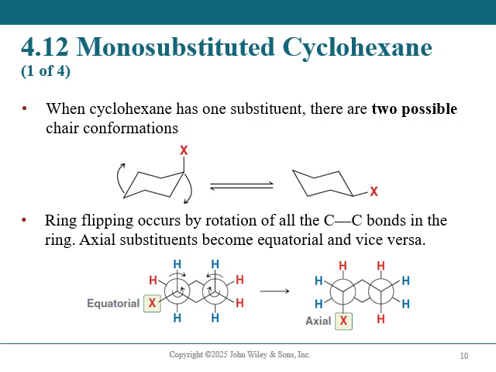My cyclohexane has one substituent. There are two possible chair conformations, axial and equatorial. Ring flipping happens by rotating the carbon-carbon bonds in the ring. Axial substituents become equatorial and vice versa. Sort of like turning it inside out, so to speak. Now this is all hypothetical on the pencil, right? The ring in nature doesn't turn upside down on its own.